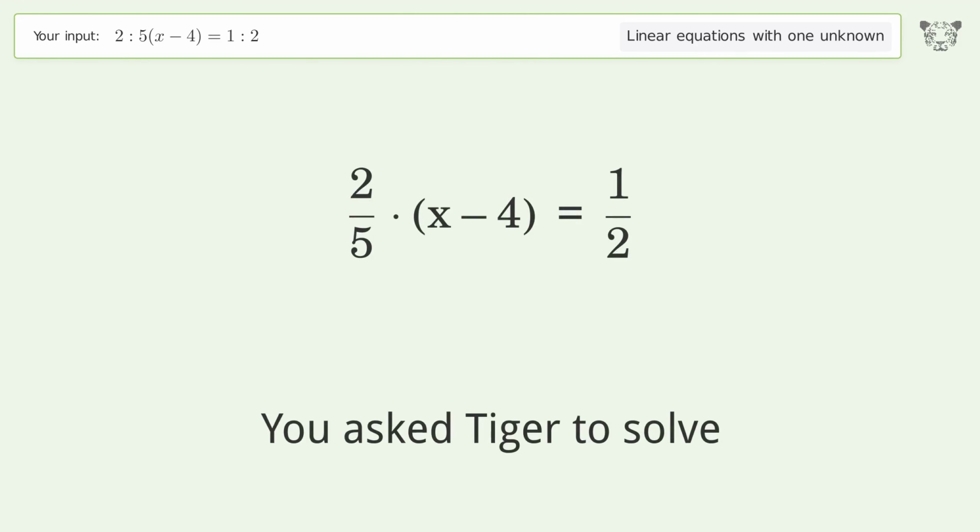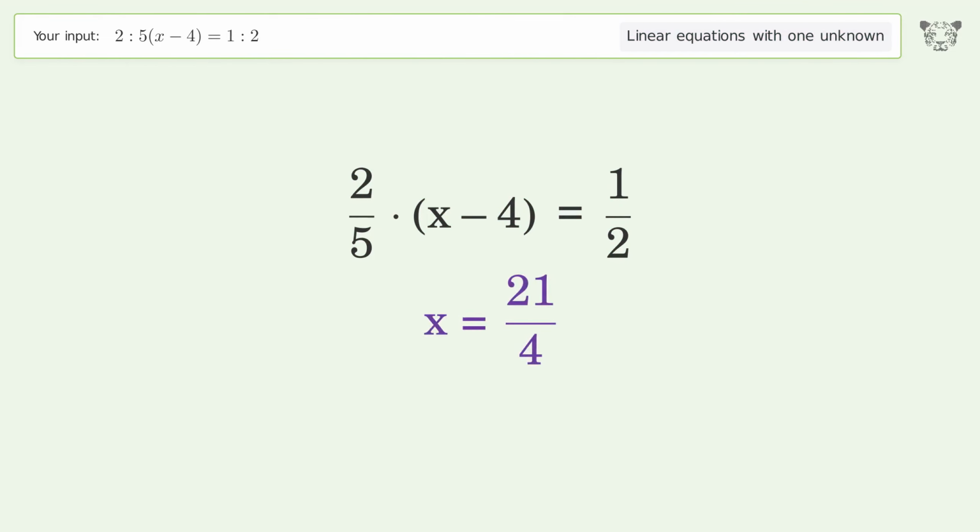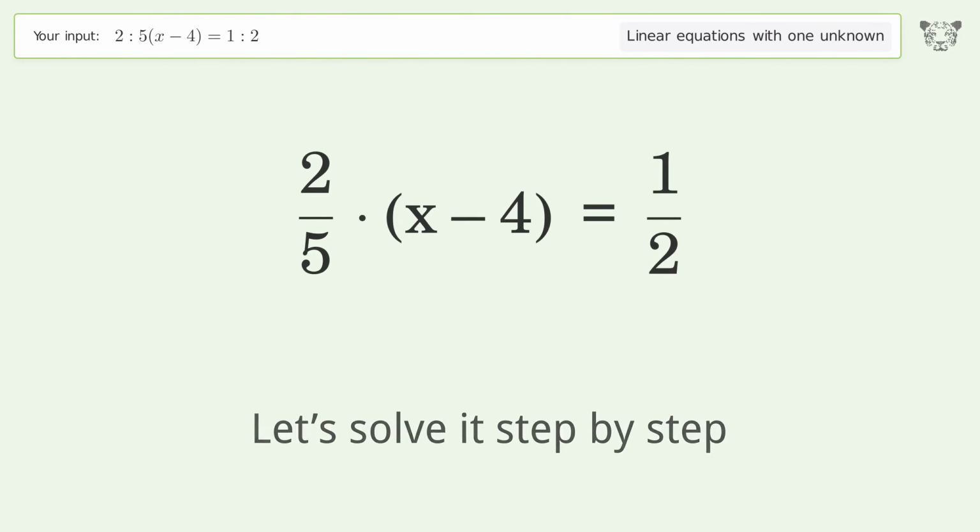You asked Tiger to solve this. It deals with linear equations with one unknown. The final result is x equals 21/4. Let's solve it step by step.